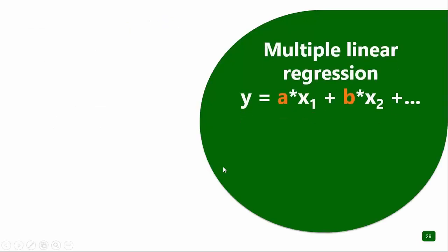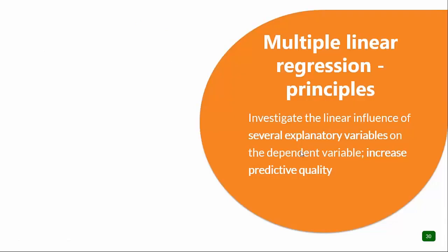So now that we've talked about simple linear regression, we're going to add some other explanatory variables in our equation, and we're going to talk thus about multiple linear regression, which could be written like this. So y equals a multiplied by x1, plus b multiplied by x2. The x's are the explanatory variables, and each orange letter will be a parameter linked to each of these variables. So first, the goal. Multiple linear regression allows you to investigate the linear influence of several explanatory variables on the dependent variable, and thus increase predictive quality.